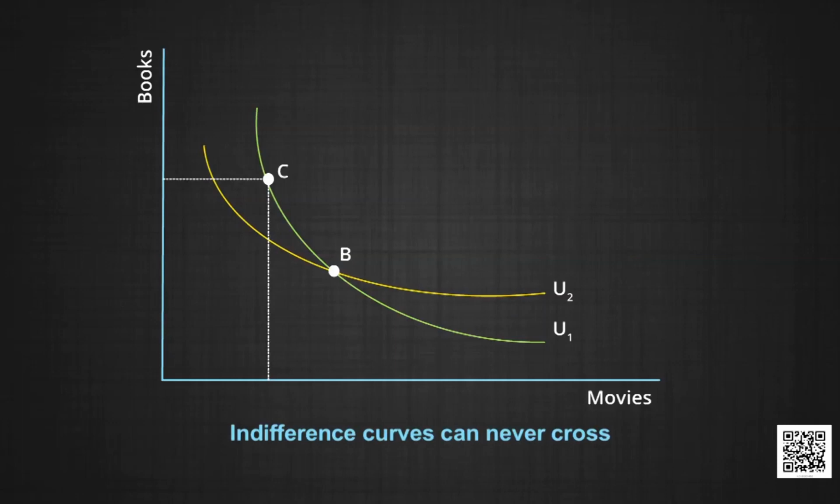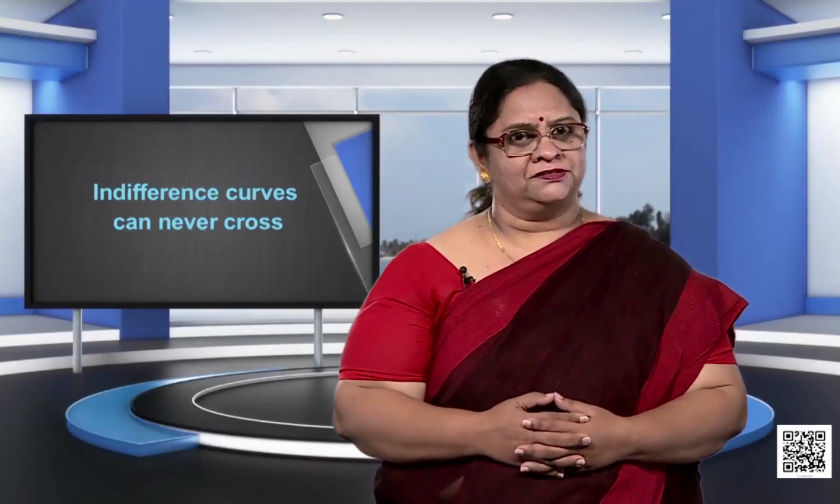Similarly, since points A and B both lie on the indifference curve U2, the consumer must be indifferent between them as well. Now, this implies that the consumer must be indifferent between A and C as well. But C clearly has more of both movies and books. So the consumer cannot be indifferent between A and C. To do so would make the consumer irrational.